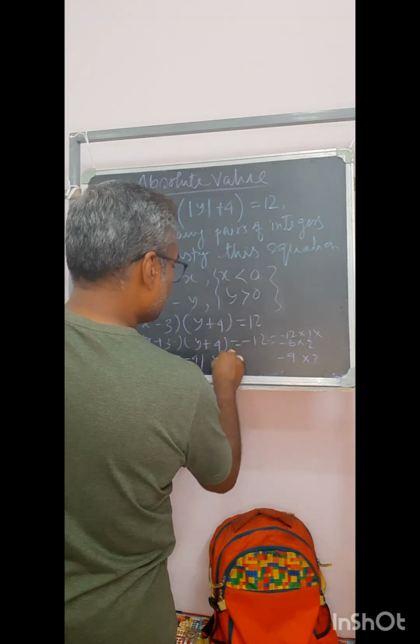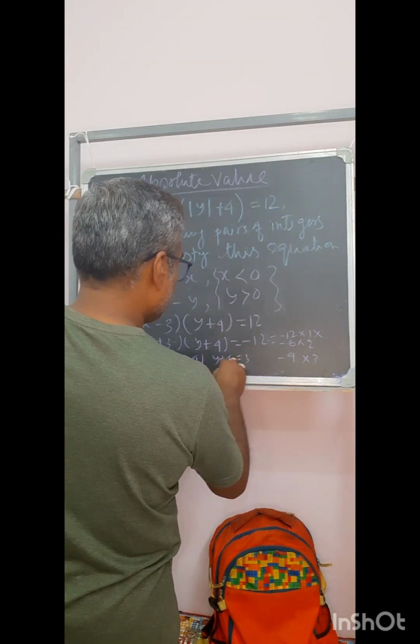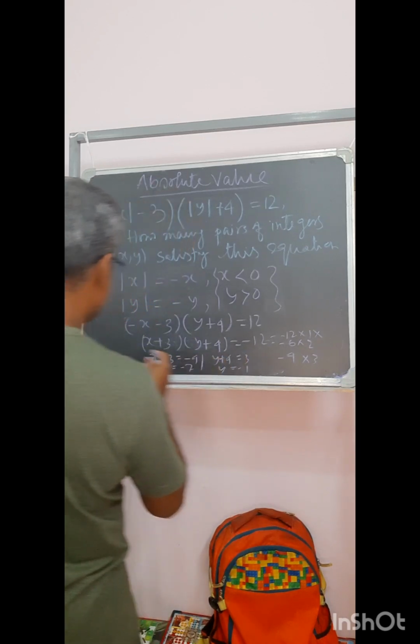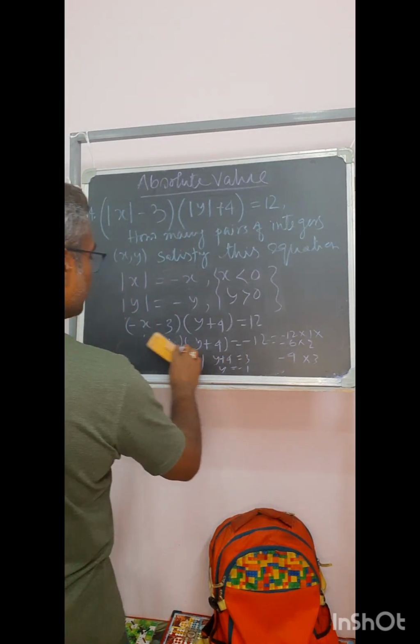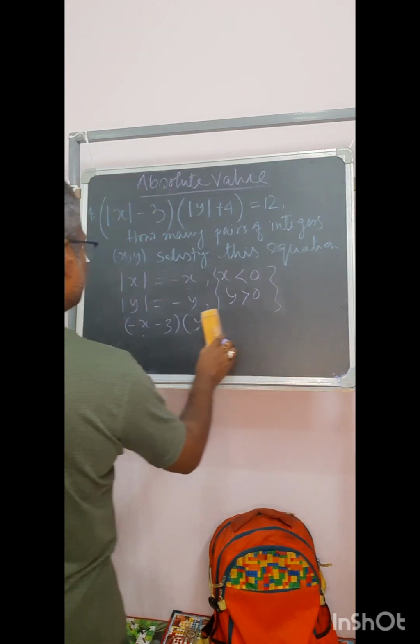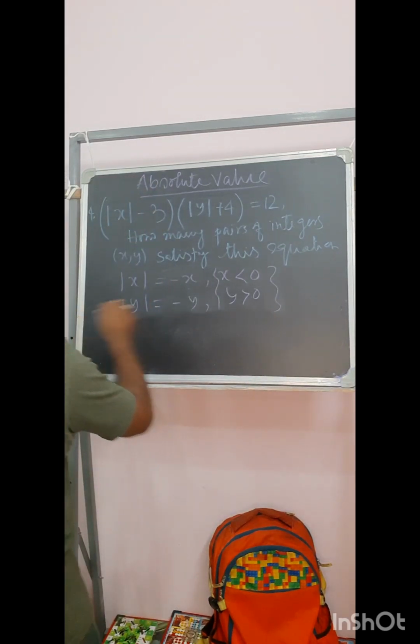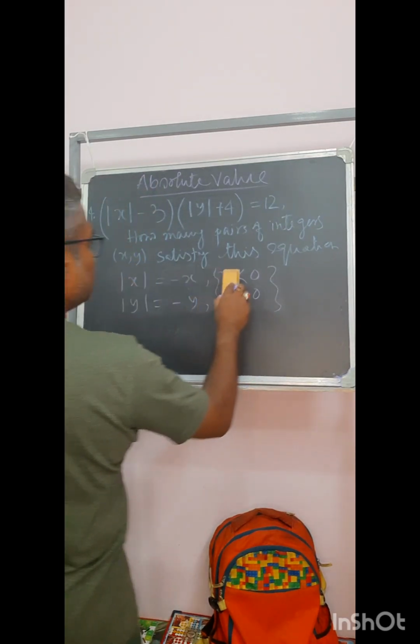Okay, y plus 4 is equal to 3, then y is equal to minus 1. So this is also not satisfying the condition, so this condition cannot hold good.